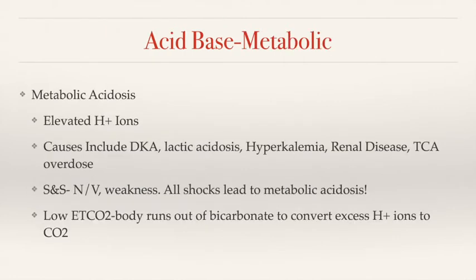So now we're going to talk a little bit about the actual disturbances, and first we'll address the metabolic disturbances. The first one I have here is metabolic acidosis, and this is a result of elevated hydrogen ions in the blood. Causes can include DKA, lactic acidosis, hyperkalemia, that's elevated potassium, which is typically a result of renal disease and dialysis patients, and naturally renal disease is one of our causes, and a tricyclic antidepressant overdose. Signs and symptoms for metabolic acidosis include nausea, vomiting, and weakness. And all shocks lead to metabolic acidosis.